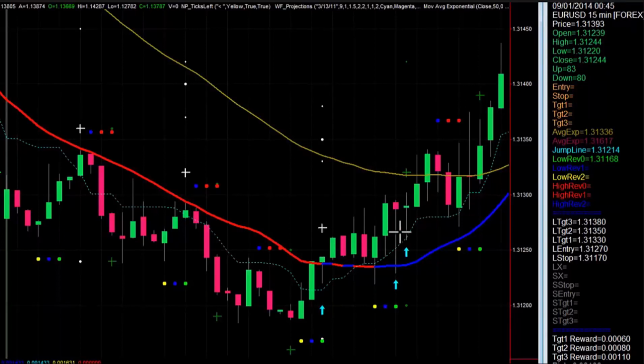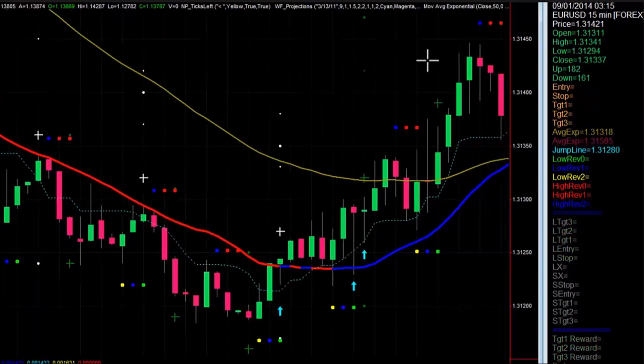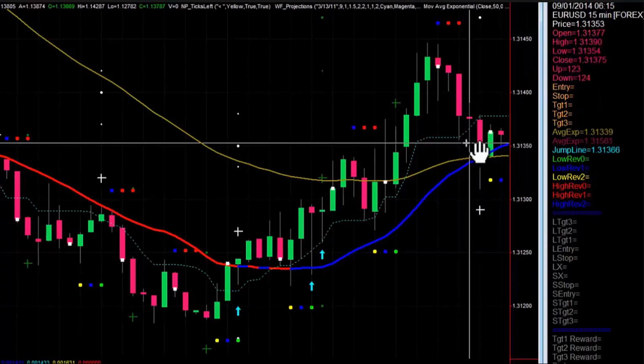So it's a nice winner, and if you're in on the add-on trade, you can see that one's gone all the way up to target 1, which is 10 pips, so you could take a quarter of your position off. And then, of course, you're trailing the jump line, and the rest of the position comes off right there.